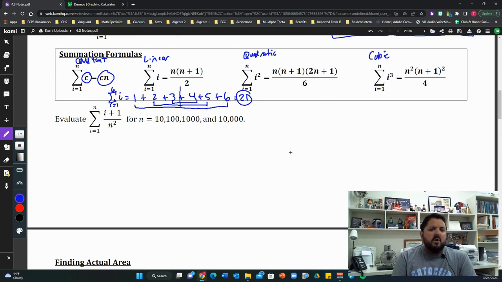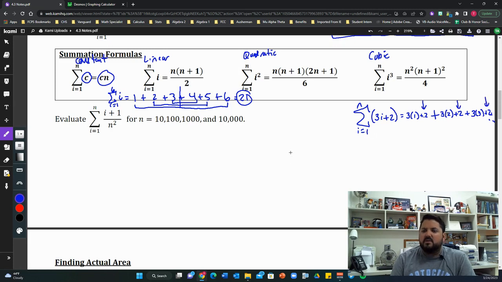So let's try one. The key here is getting the arguments down to just one of these pieces. Let's say, for example, I had an expression 3i plus 2, and I go from i equals 1 to n. Well, the very first term of that would be 3 times 1 plus 2, plus from the second one, 3 times 2 plus 2. Then from the third, 3 times 3 plus 2, and on and on. If you see, every single one of those terms has a plus 2 in there.